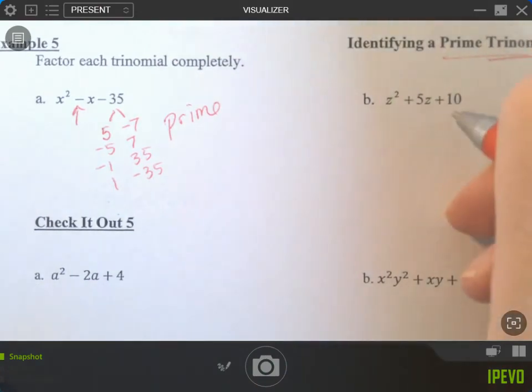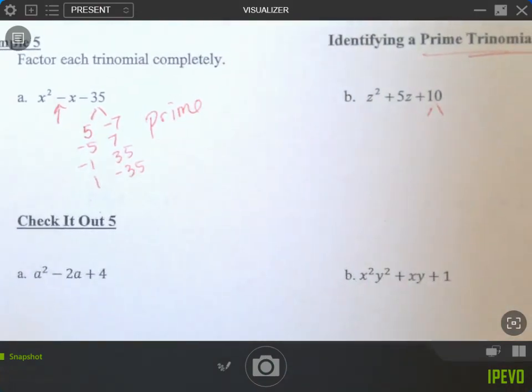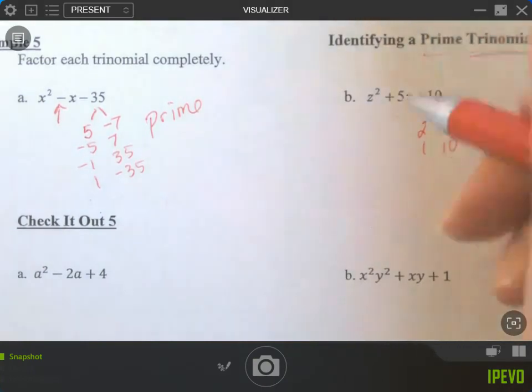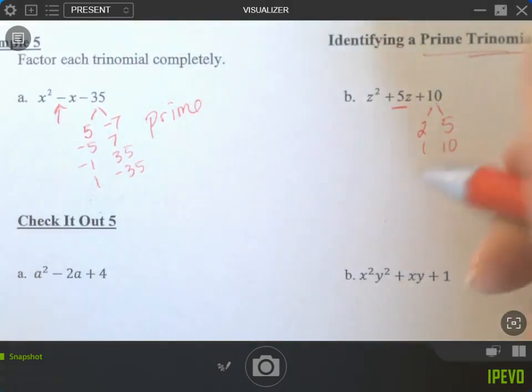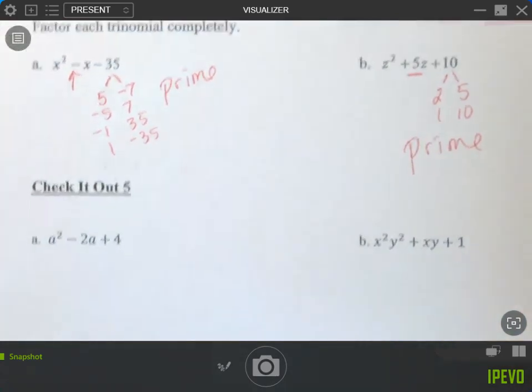So you need to show that you've tried everything. What multiplies to 10? Positive 2 and 5? Positive 1 and 10? I don't need negative signs. Do any of these add up to 5? All right, try the last 2.